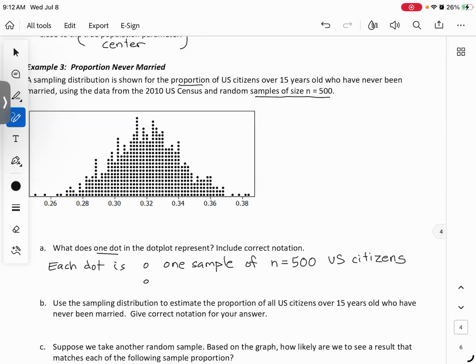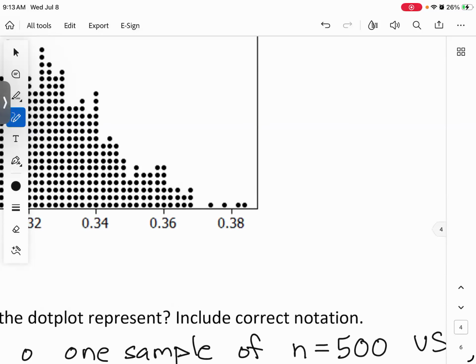So each dot is not just one person or one citizen. Each dot is 500 people. And each dot is giving you a guess at what the proportion might be, like what might be the proportion of people who have not been married who are over that age. So again, this one right here was a dot of n equal to 500 people, and it was guessing about 36% have not been married.